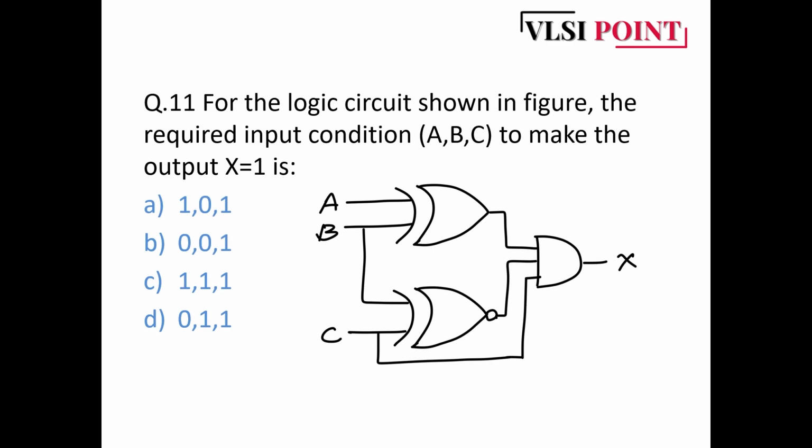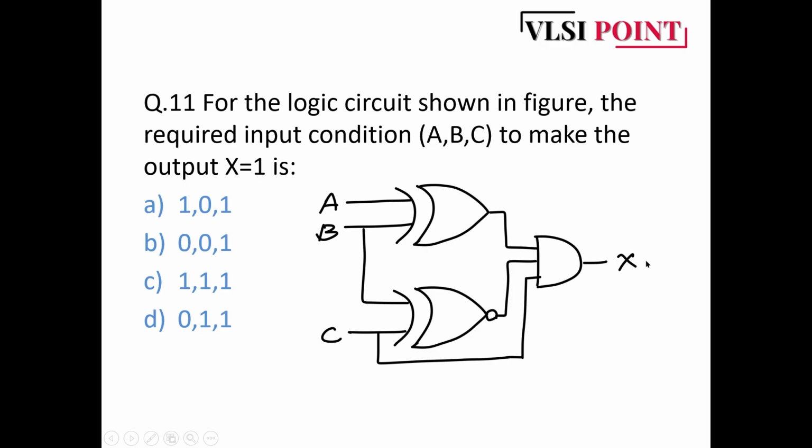So let's see what the question is basically telling. These are the combinations of A, B and C. For example, in option A, A is 1, B is 0 and C is 1. If we keep those options as inputs in this particular circuit, the output we should get is 1.